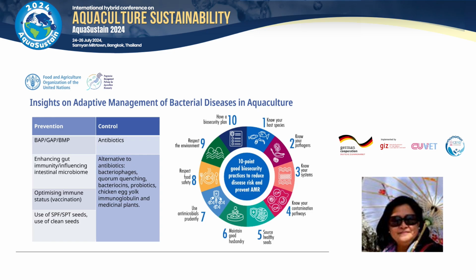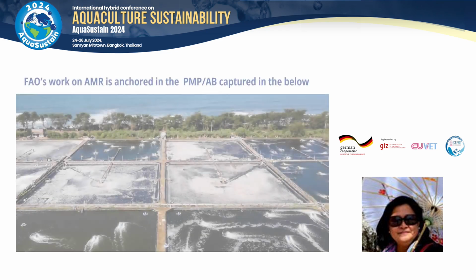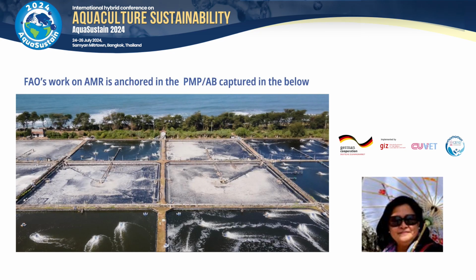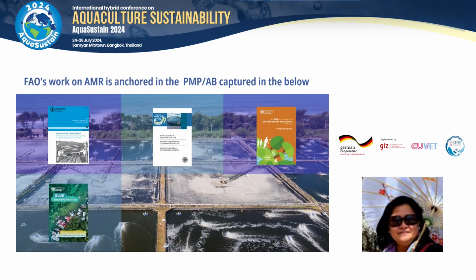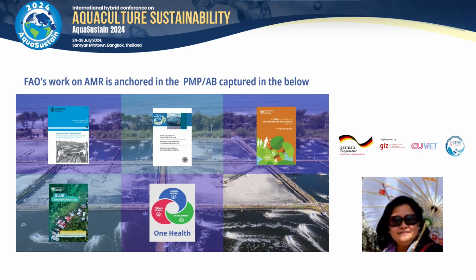FAO has developed a 10-point biosecurity practice to reduce disease risk and prevent AMR. We are also initiating the development of technical guidelines on the use of SPF targeting small-scale producers. FAO's work on AMR is anchored on several instruments and frameworks, including the Code of Conduct for Responsible Fisheries, popularly known as CCRF, FAO's Aquaculture Certification Guidelines, the FAO Action Plan on AMR, Blue Transformation, One Health, and the recently endorsed Guidelines for Sustainable Aquaculture.